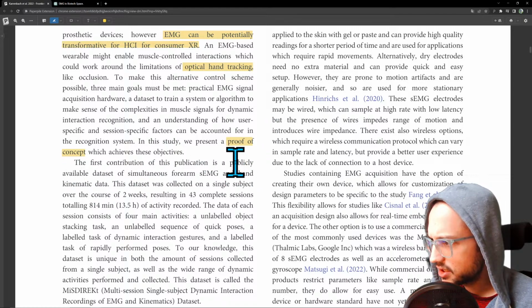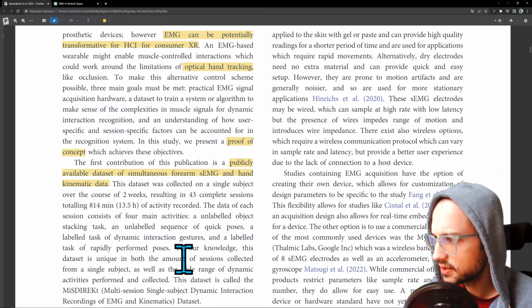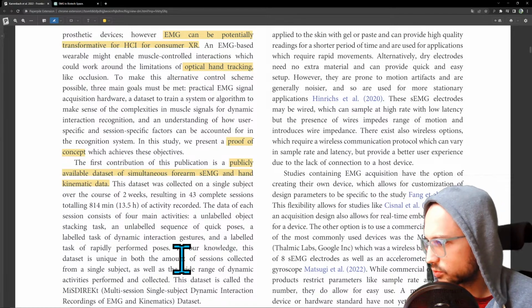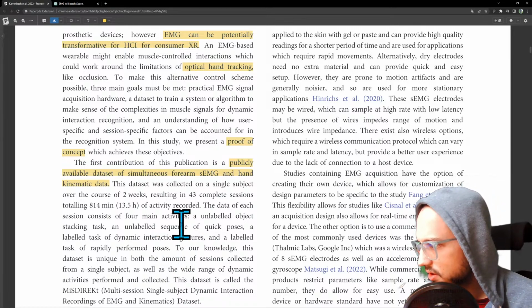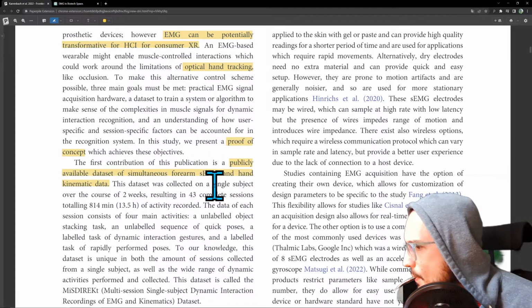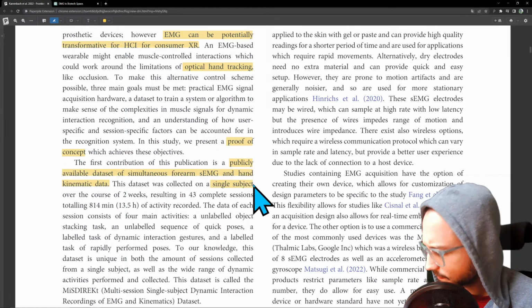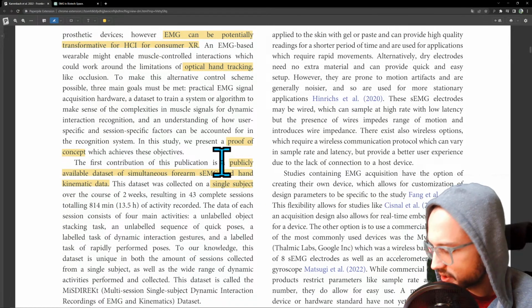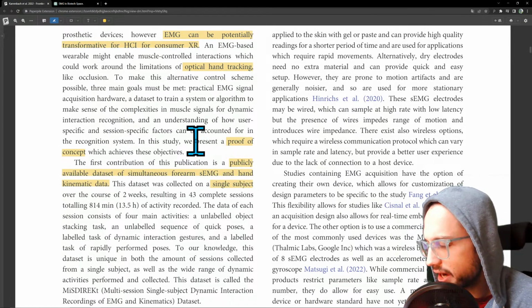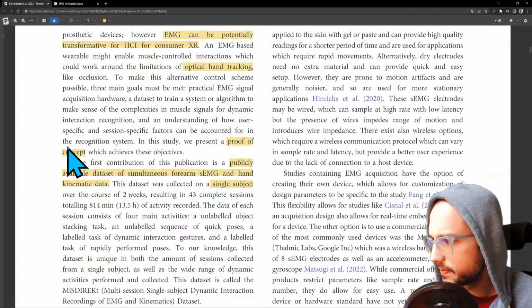Publicly available data of simultaneous forearm and hand kinematic data. Okay, so they are releasing the data set that they collected, but this is going to just be a data set that like one guy collected in his room probably, so yeah, single subject, so it's not, ideally you'd have like dozens of people.